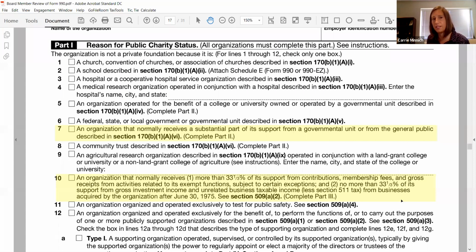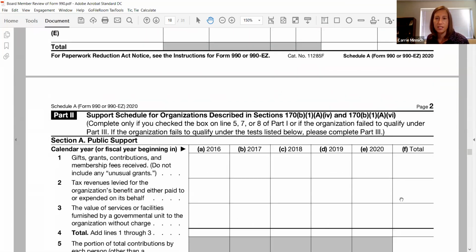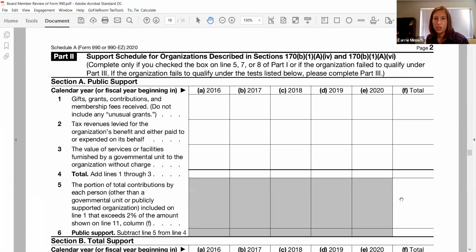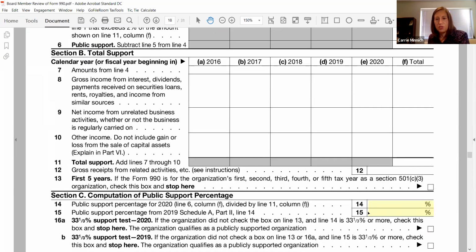So after you have identified why you are a public charity, then there is an additional test that has to be done. And depending on which question or which line you mark, there are two different tests. Basically what this does is that the IRS looks at the current year and the previous 4 years to determine where you're getting your support from. And there's a calculation that's done. And after the calculation is done, it comes down to line 14 and 15 to determine what percentage of public support you're getting.